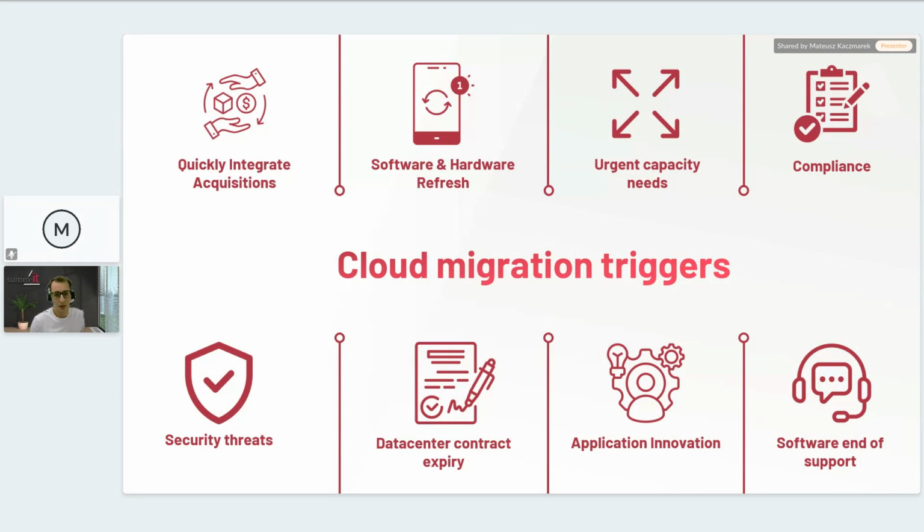Next one will be data center contracts expiring. When a data center contract expires, companies are faced with a choice. They can renew the contract or continue managing their own on-premise infrastructure. Instead, many companies are moving to the cloud because of its flexibility, and it's also a good way to avoid long-term contracts because you can resign when you want.